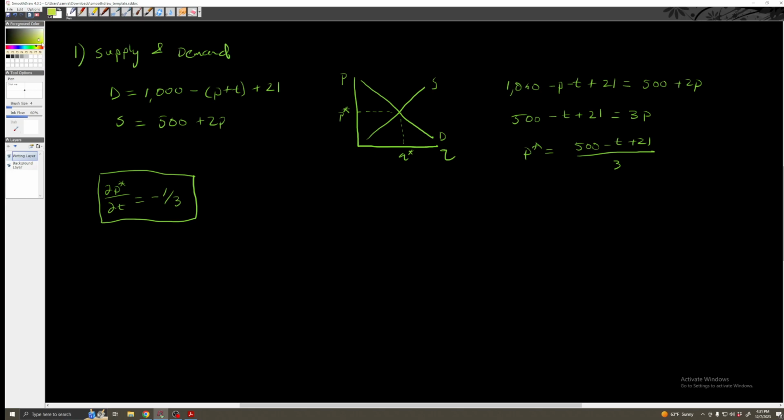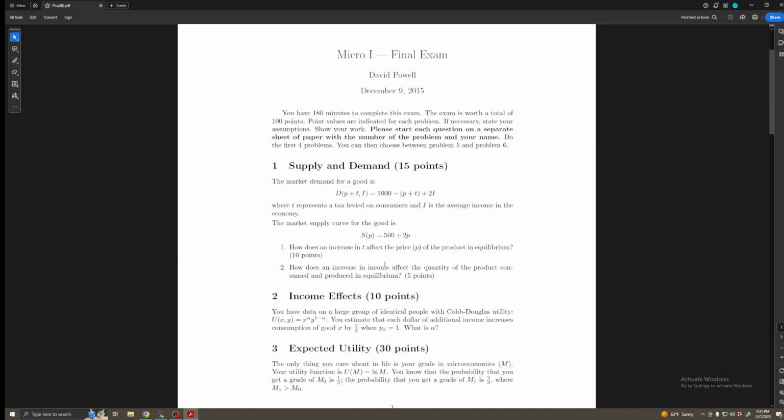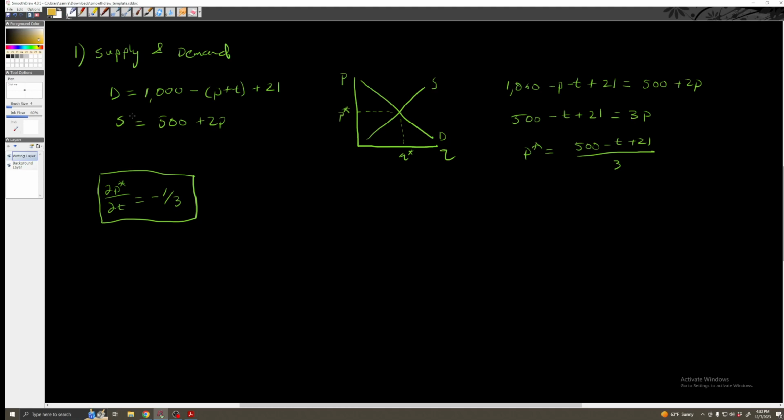We'll use a different color. Let's use an orange. That'll look good. All right, how does an increase in income affect the quantity of the product consumed and produced in equilibrium? Okay, so we need to figure out what the equilibrium quantity is. We need to figure out what Q star is. This was all 1.1. We want to solve 1.2, which means we need to figure out what this Q star value is. We know what the equilibrium price is. We have it from over here. And we can plug that into our supply equation.